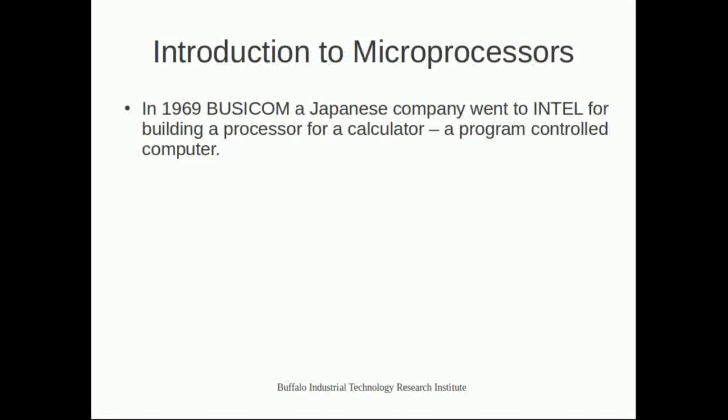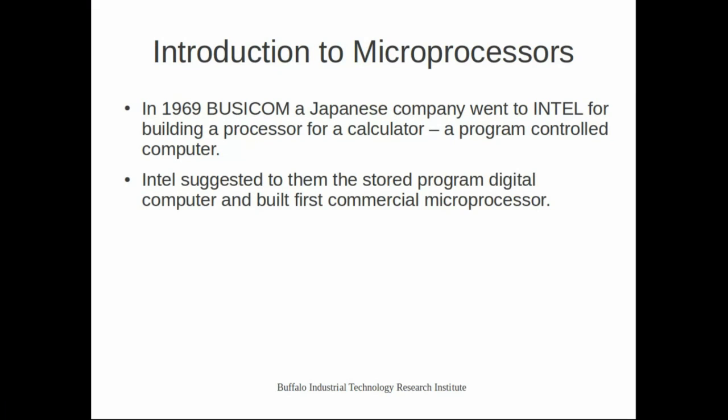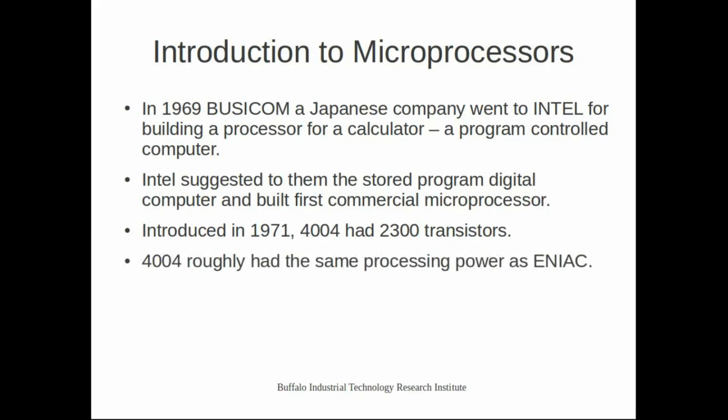In 1969, Busicom, a Japanese company, went to Intel for building a processor for a calculator, which is essentially a program controlled computer. Engineers in Intel suggested to them the stored program digital computer model and built the first commercial microprocessor. They introduced Intel Microprocessor 4004 in 1971. It had 2300 transistors and it was as powerful as ENIAC. It was built on a single chip, whereas ENIAC occupied a whole room.